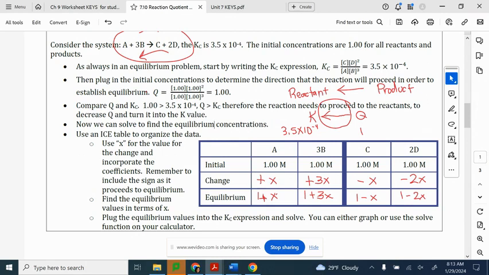So our next step is to plug in the KC value and solve. We know our KC value is 3.5 times 10 to the minus 4. We're going to take our products, 1 minus x, 1 minus 2x. We're going to multiply those together over 1 plus x. Oh, I should have squared this. Bad, Lippy. And then 1 plus 3x cubed.